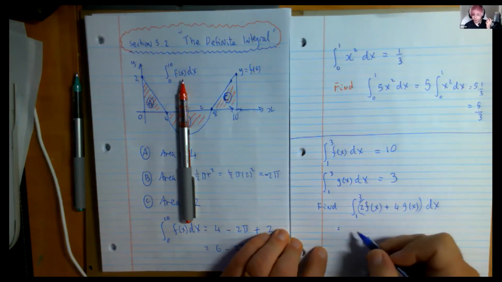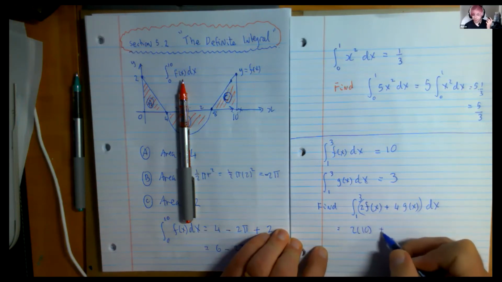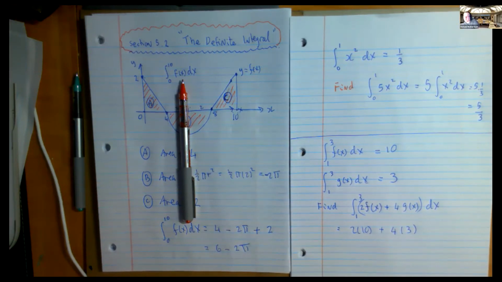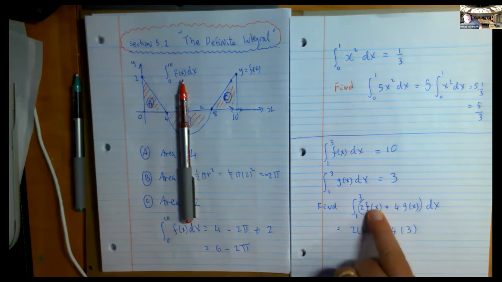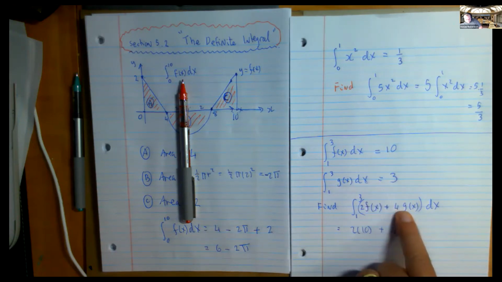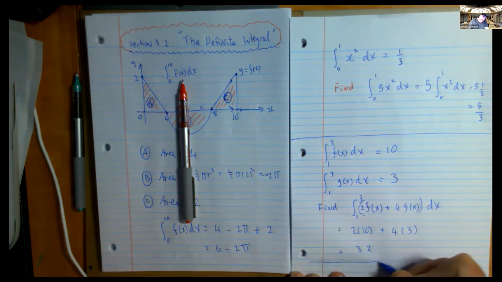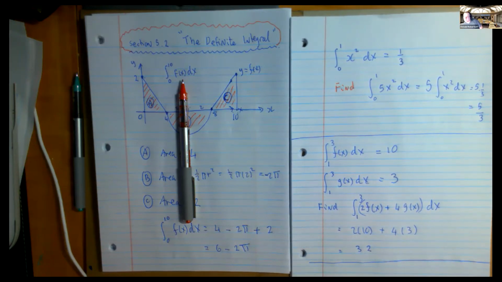2 times 10 plus 4 times 3. Does that seem reasonable to everybody? 2 of these guys, 2 of 10. 4 of these guys, 4 of 3. Add the whole kit and caboodle together, and you now have the answer, 32. So far, so good.